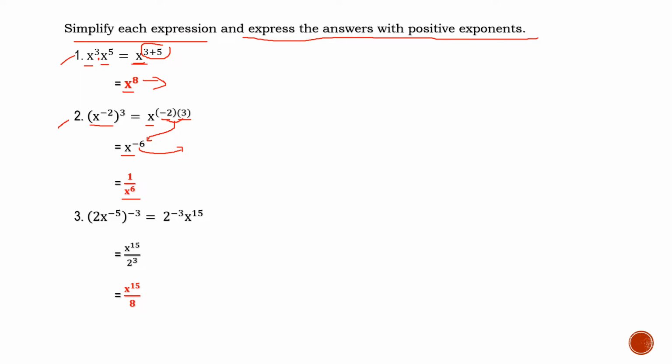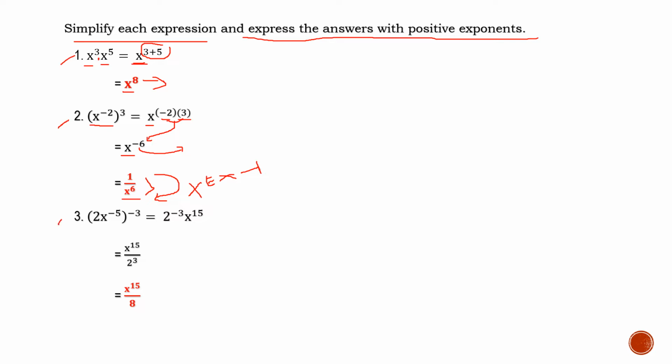Again, if you're asked to convert this x raised to negative 6 to a fraction, or if you want this x raised to negative 6 to have a positive exponent, we just simply move this x raised to negative 6 from numerator to denominator, and we multiply your exponent by negative 1. So that's why it becomes positive 6 in your denominator.